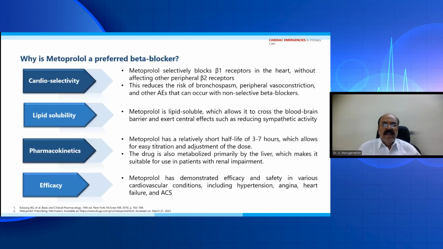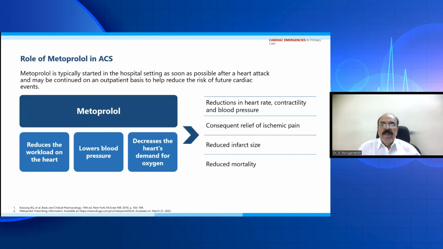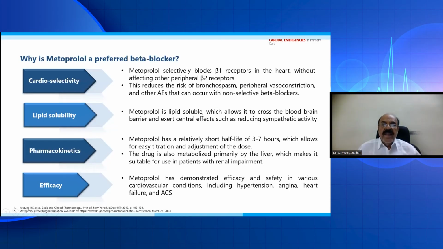Metoprolol is a cardioselective drug. Selectively blocks beta 1 in the heart without affecting the other peripheral beta 2 receptors. This reduces the risk of bronchospasm, peripheral vasoconstriction, and other adverse symptoms that can occur with non-selective beta blockers. Lipid solubility allows it to cross the blood-brain barrier and exert central effects such as reducing sympathetic activity. Metoprolol has a relatively short half-life of 3 to 7 hours, which allows for easy titration and adjustment of the dose. Of course, we have long-acting metoprolol also.